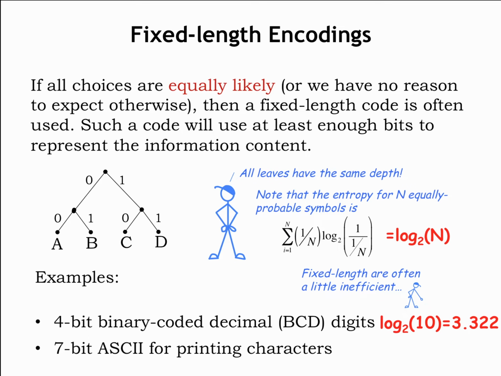Another common encoding is ASCII, the code used to represent English text in computing and communication. ASCII has 94 printing characters, so the associated entropy is log base 2 of 94, or 6.555 bits. So we would use 7 bits in our fixed-length encoding for each character.